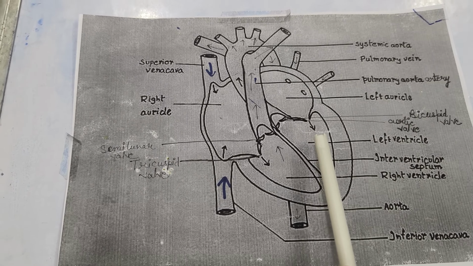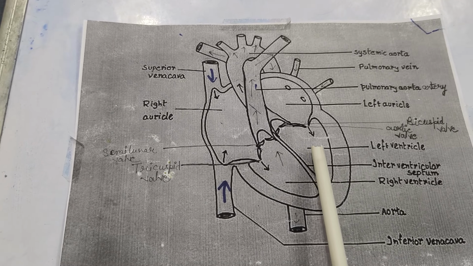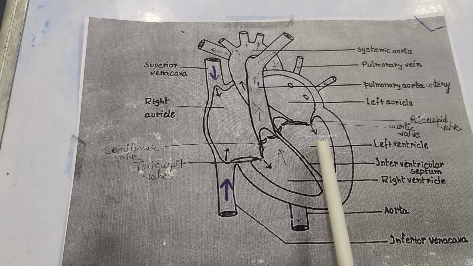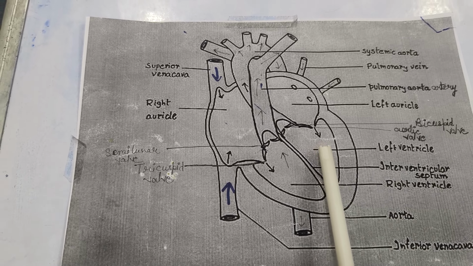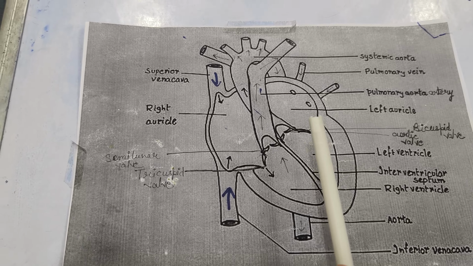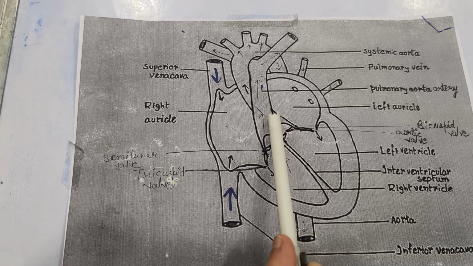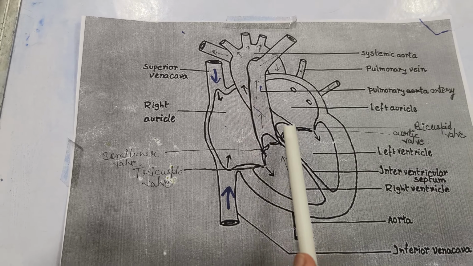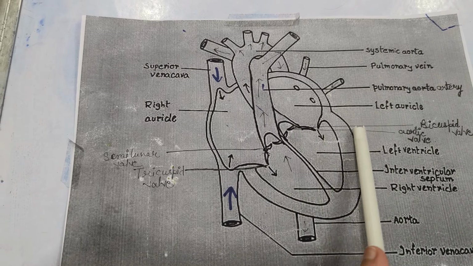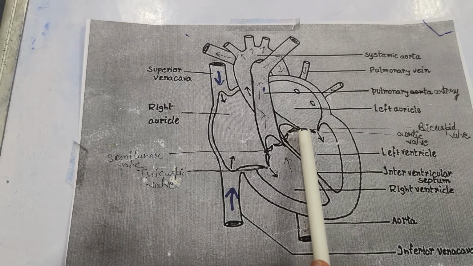And then the left ventricle passes the oxygenated blood into aorta, and then the aorta passes the oxygenated blood in every part of the body. Here, left ventricle passes the oxygenated blood into aorta. This is how it passes. Left ventricle passes the blood through this valve, which is known as aortic valve or semilunar valve.